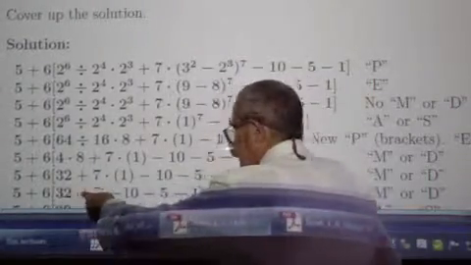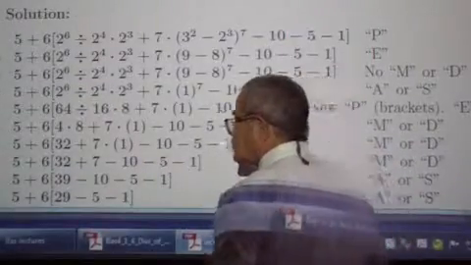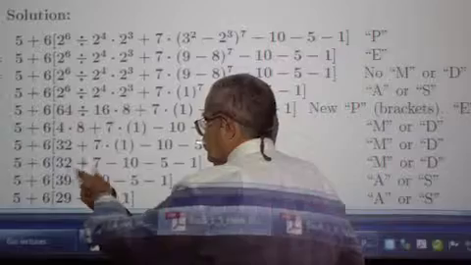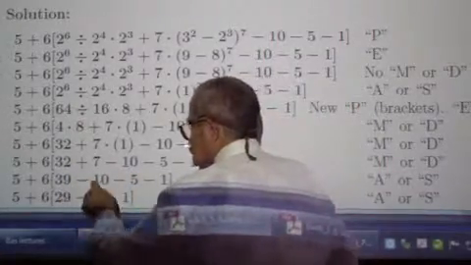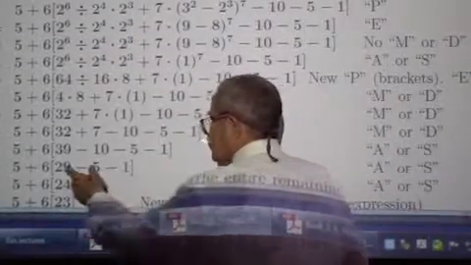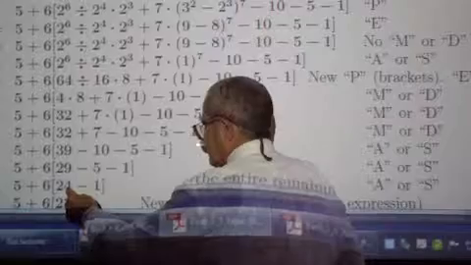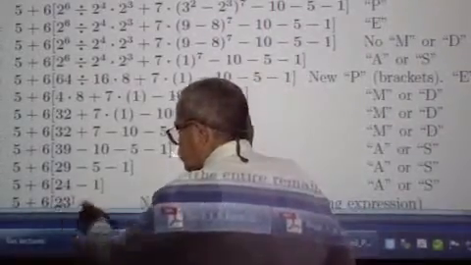No more multiplication or divisions in the brackets. Any addition or subtractions? The first one is an addition, that becomes 39. Copy the rest. The next one is a subtraction, that's 29, copy what's left. The next one is a subtraction, that's 24. The last one is a subtraction, that's 23. You're down to one number here.